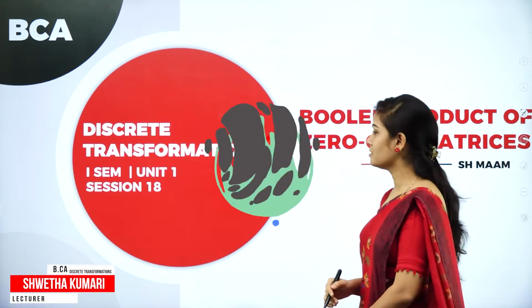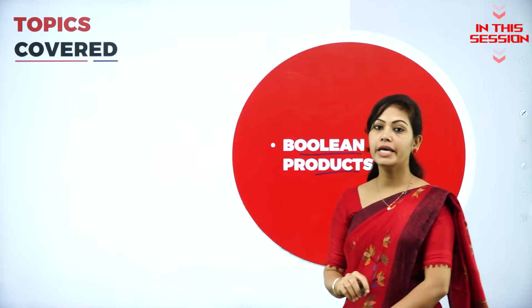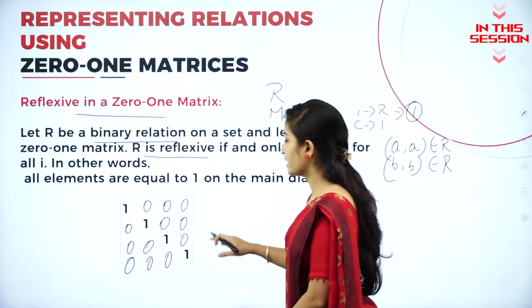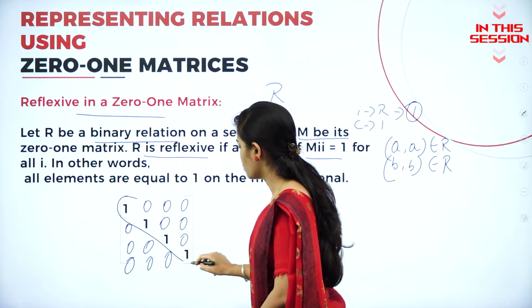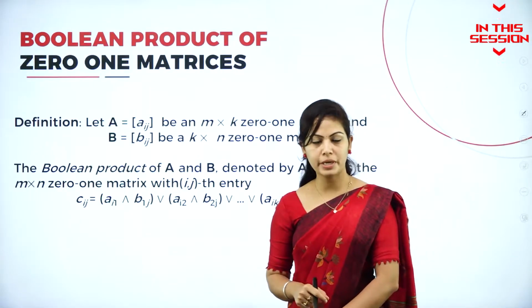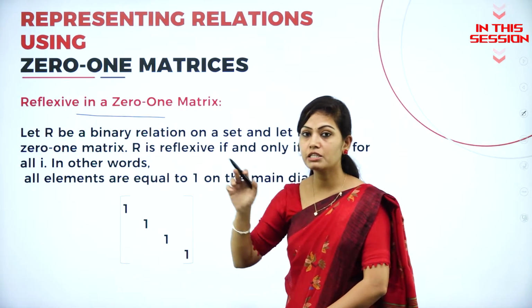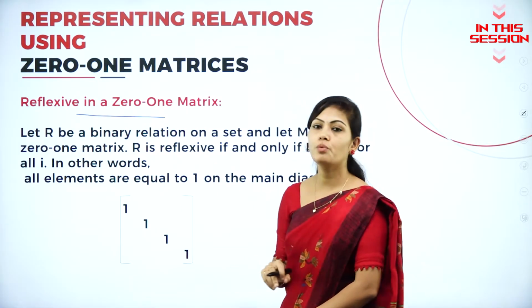Today I will discuss the new topic on Zero-One matrix called Boolean products on Zero-One matrix. All the diagonal values should be 1. Then it is a reflexive relation. In Boolean operation we have two rules, addition and multiplication. So here we can represent reflexive relations in a Zero-One matrix.